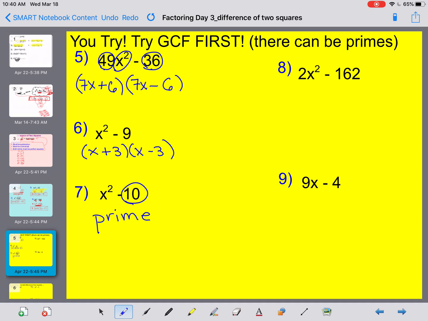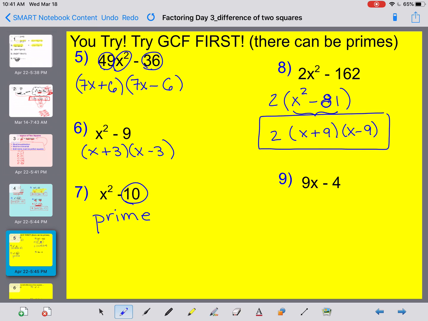Number 8, there is a GCF. Oh, I was wrong. There are 2 primes. Sorry, guys. I'm really off today. So number 8, there is a GCF. I'm going to divide everything by 2. It's an 81. And then this is difference of two squares. X plus 9 and x minus 9. The order of those bubbles does not matter.